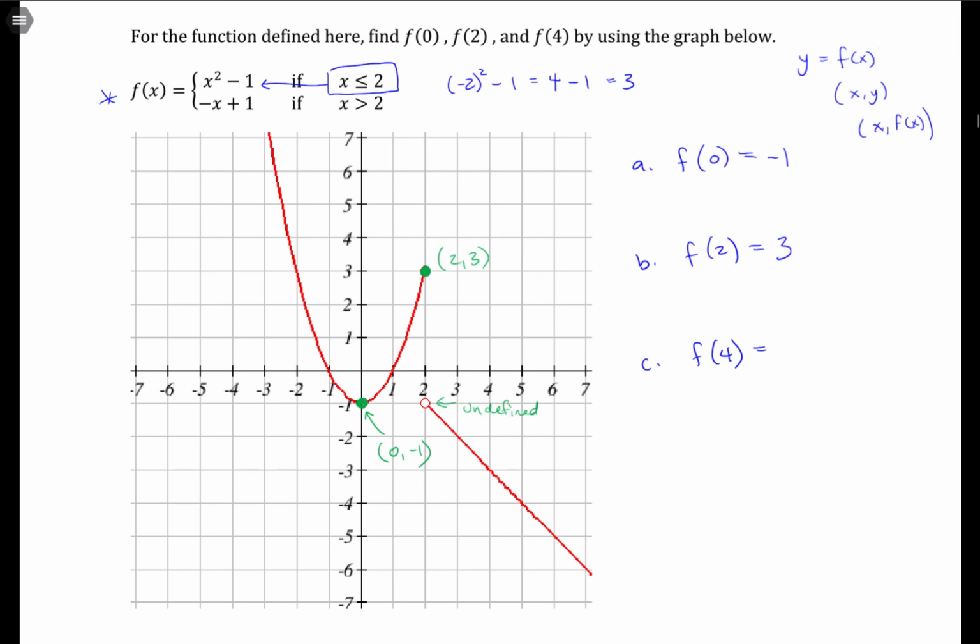Now, f of 4. So I find 4 on the x, and then I come down and find where the graph is, and look for the coordinates of this point. So it's 4 on the x and -3 on the y. So that means this input value of 4 has an output value of -3. And you could, as I said, absolutely use the function definition for that as well, but using the graph is actually a little bit easier.